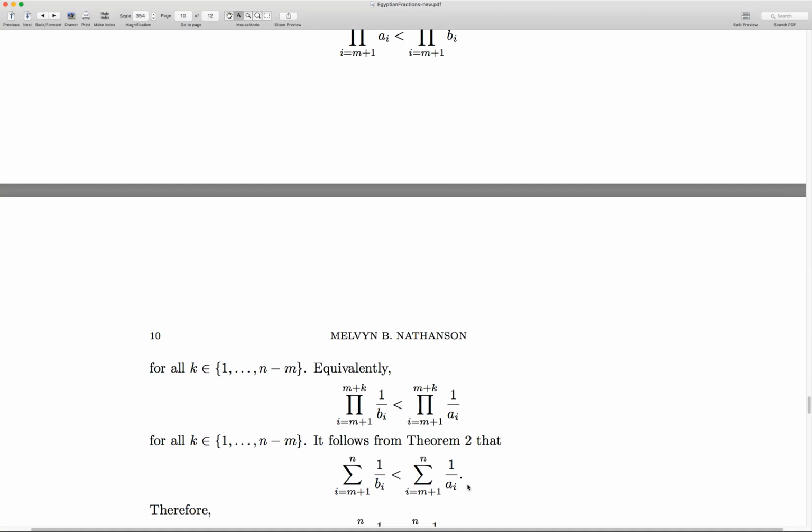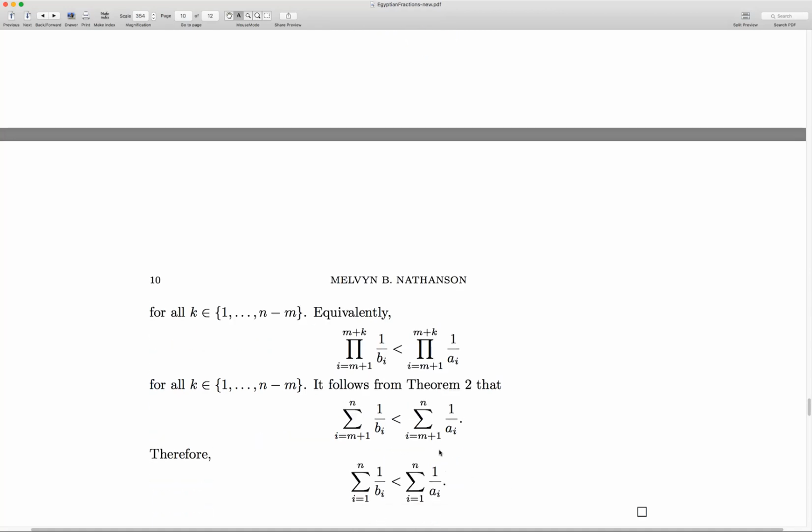And from this, by the corollary to the Muirhead inequality, we get this. So we have this from m plus 1 to n. We already had it from 1 to m. So we have this from 1 to n. So this is what we wanted to prove. Right?